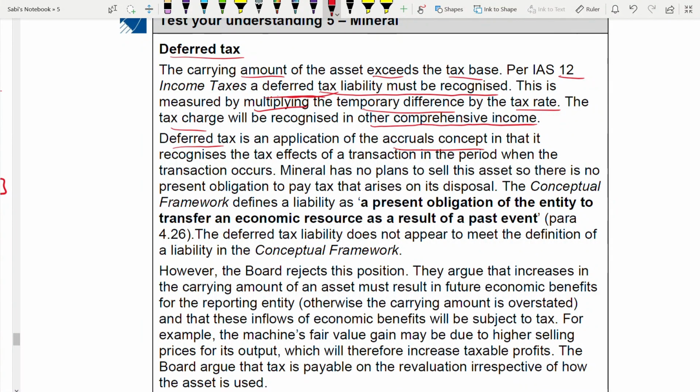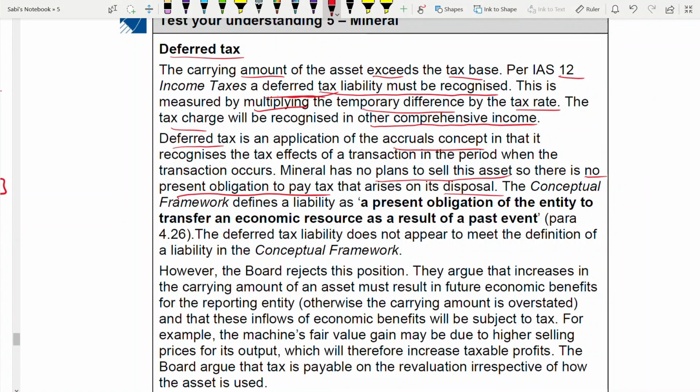But in this case, Mineral has no plans to sell this asset. Remember, you have to pay this tax when you're selling this asset. Okay, while you're selling this asset, that time you have to pay this tax. Not now. Now it's just deferred till that time in the future when you are going to sell the asset. But in this case, you have no plan to sell this asset. So because there is no plan to sell this asset, there is no present obligation also to pay the tax that arises on its disposal.